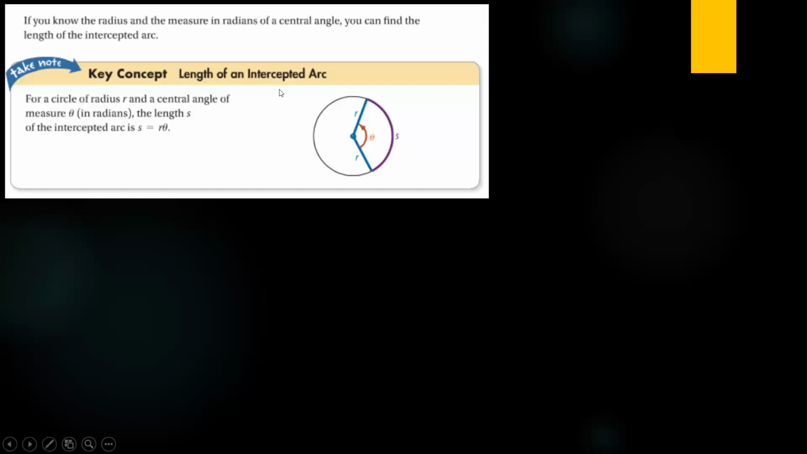Yesterday we stopped here. We said that to find the length of an intercepted arc, you multiply the radius of the circle by the measure of the angle in radians. So if you want to find s, which is the length of the arc, first be careful that theta, the angle opposite to the arc, must be in radians, times the radius of the circle.